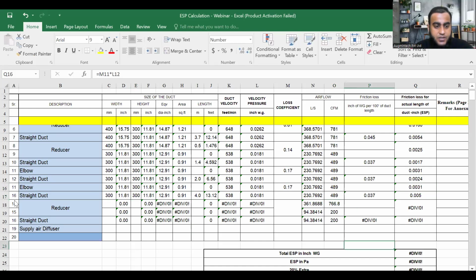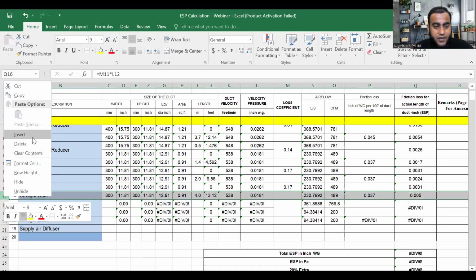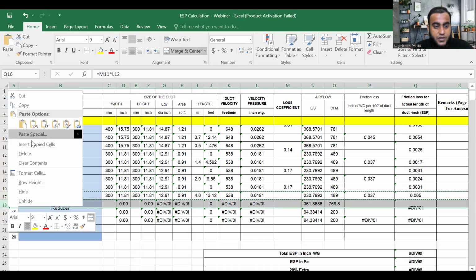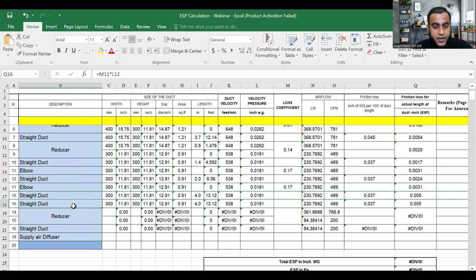consider. Same way, just copy one more straight duct, right click, first copy it, and here I want to insert, so insert copy itself. Correct. Again we have a straight duct, but the size is 250 by 250 and the airflow is also different, total length is also different.